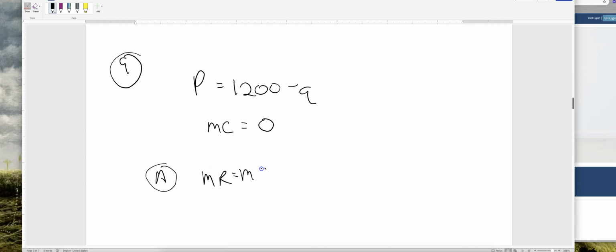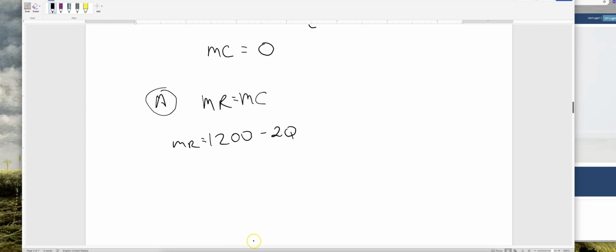We know we're going to be setting marginal revenue equal to marginal cost. For a single price monopolist, the marginal revenue is going to be twice as steep as the inverse demand. So my marginal cost.